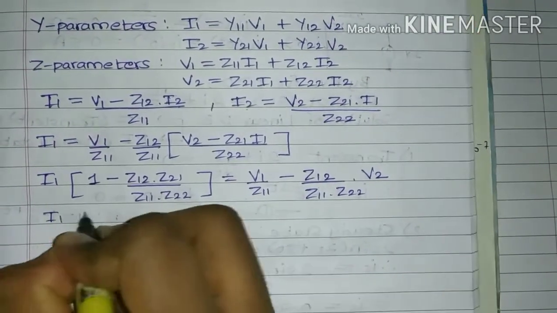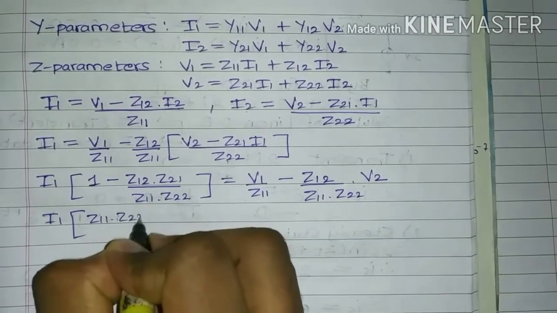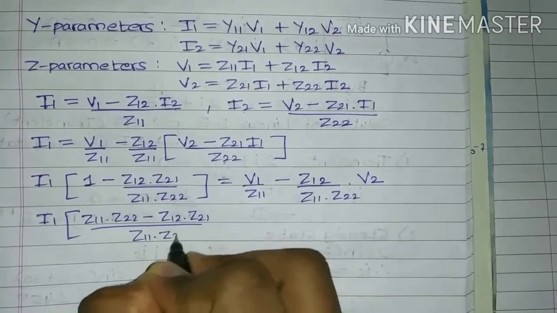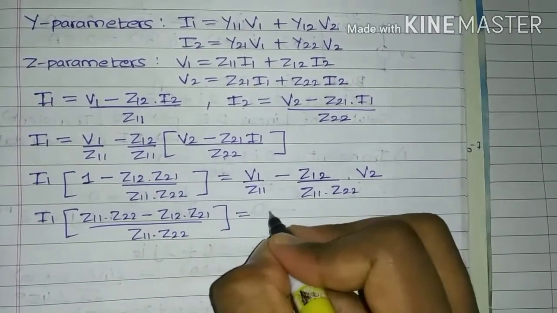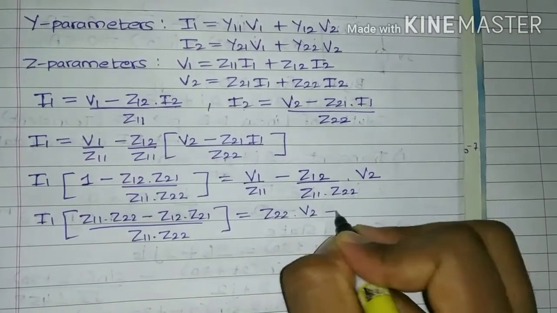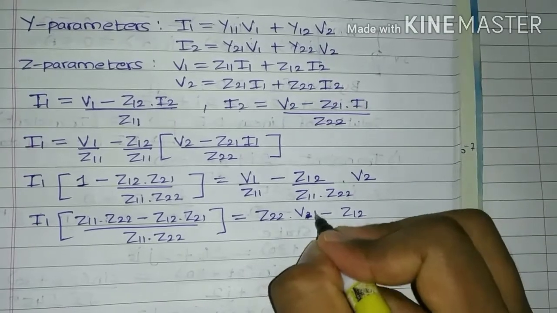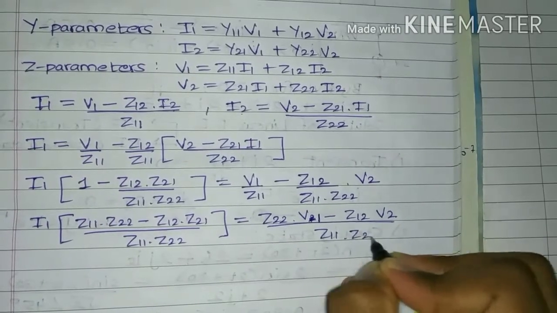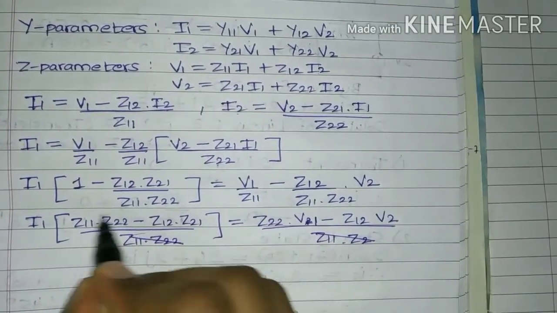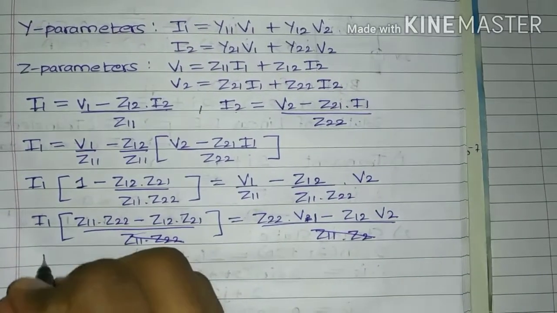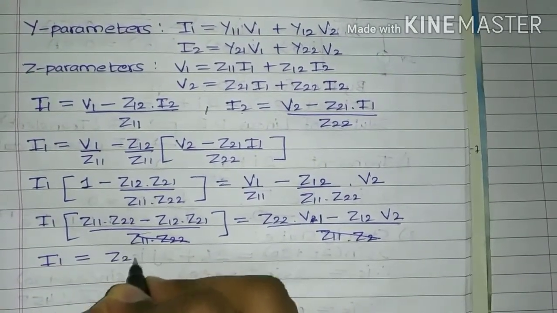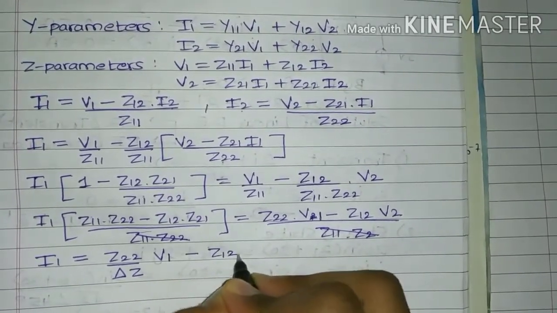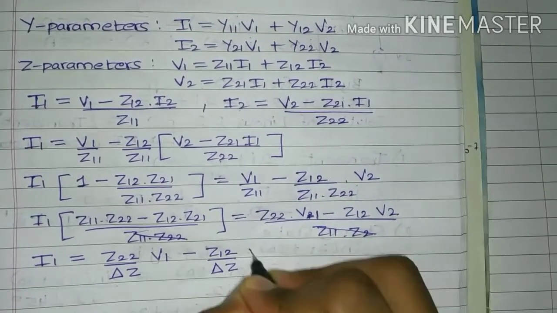So you get I1 into (Z11 into Z22 minus Z12 into Z21) divided by Z11 into Z22 will be equal to (Z22 into V1 minus Z12 into V2) divided by Z11 into Z22. This and this gets cancelled. Let's put this whole term as delta Z. So you get I1 is equal to Z22 upon delta Z V1 minus Z12 upon delta Z V2, right?